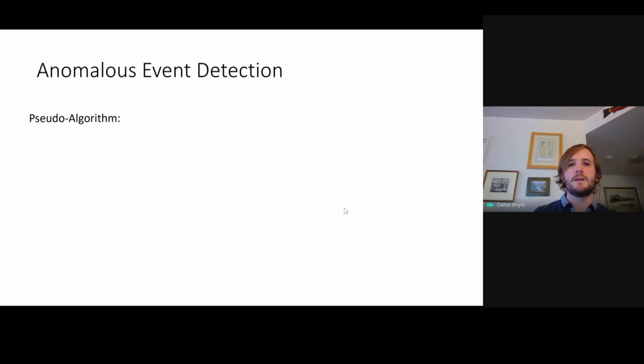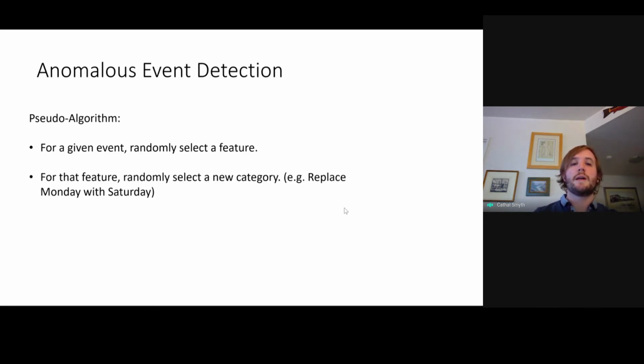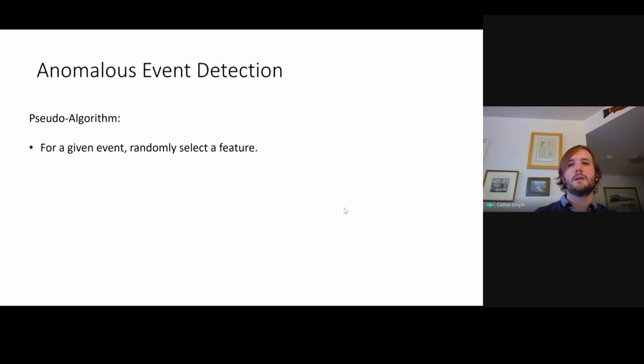And we saw this last week, even when we were looking at object detection methods, using them for improving classification with imbalanced data sets. So the pseudo-algorithm that we're going to use for this is pretty simple. For a given event, you're going to randomly select a feature. So that event, like we said before, could be a person logging on with a particular IP address on a particular day, particular time, using a particular device, accessing a particular server.